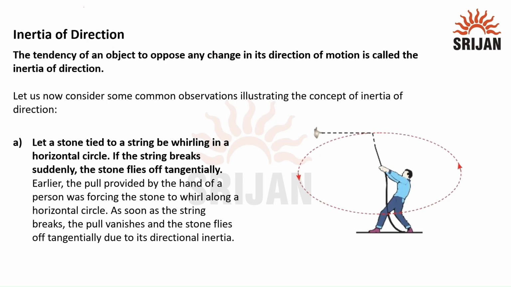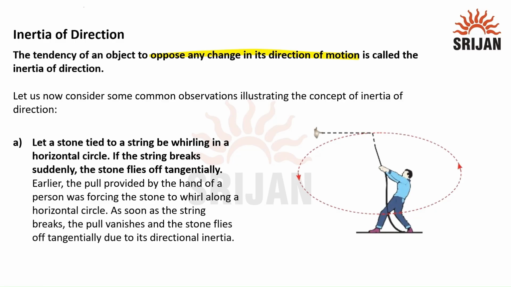The third type of inertia which we will be talking about is inertia of direction. The tendency of an object to oppose any change in its direction of motion is called the inertia of direction. So let us understand inertia of direction by taking up a few examples.